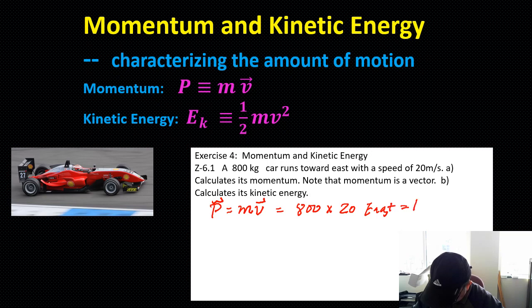So it's 16,000. And its units are kilogram meters per second. You just put its dimension there. Momentum doesn't have a special name, so it's simply kilogram meter per second, which implies that velocity and mass are multiplied together. So that's its momentum. If you write it formally, it is a vector, so its magnitude is 16,000, east.